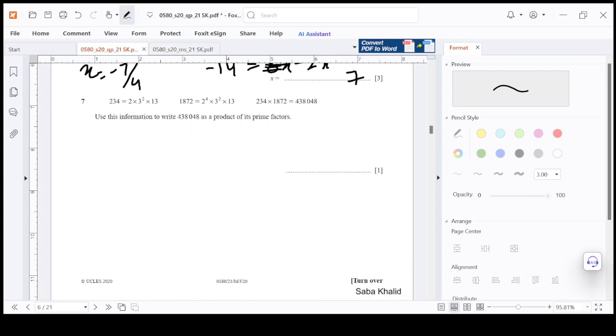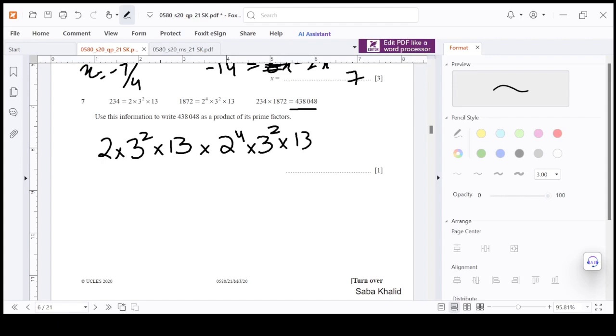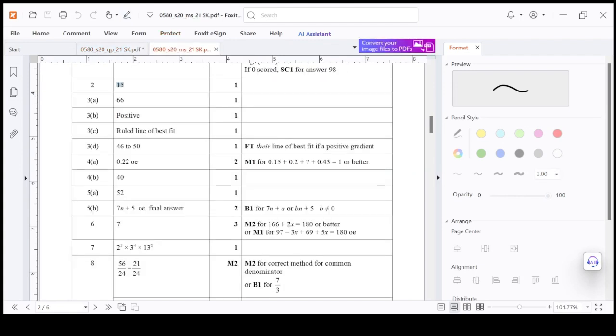Use this information to write 438048 as a product of its prime numbers. Okay, so we know that this value is a product of the other two values given, which we're writing in prime factorized form. Okay, so now we just collect these together. It's going to be 2 to the power 5, 3 to the power 4, 13 squared. This is the answer in prime factorized form.